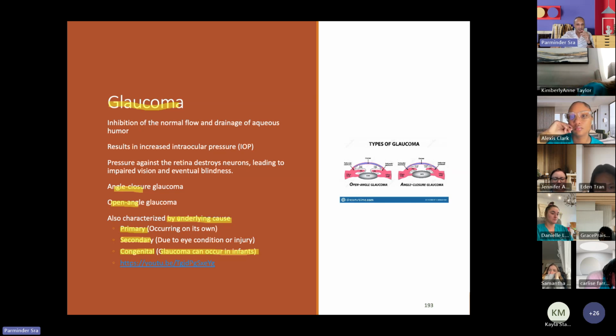All right. Somebody above 60 is a high-risk patient. If they have a family history of glaucoma, they'll be at high risk. Certain races such as African American and Hispanics are at high risk of open angle glaucoma. Patients with diabetes, high blood pressure, or heart conditions are at high risk. Prolonged use of steroids can also increase the risk.